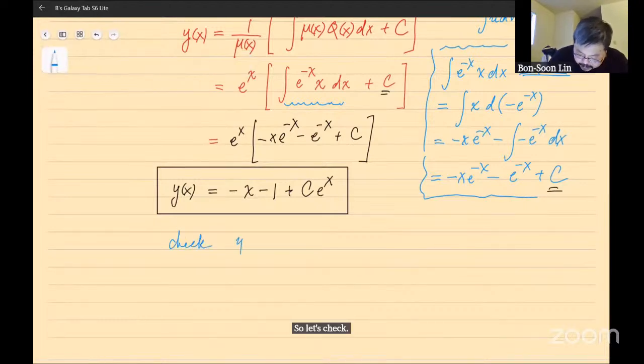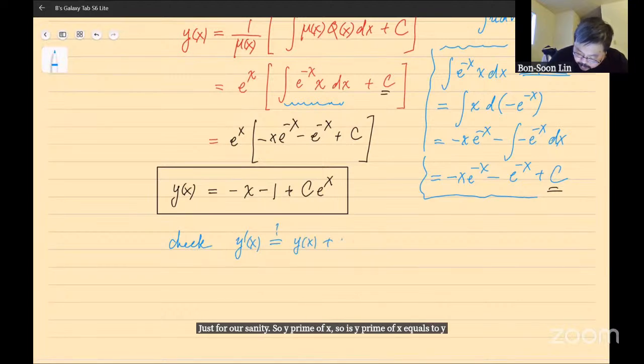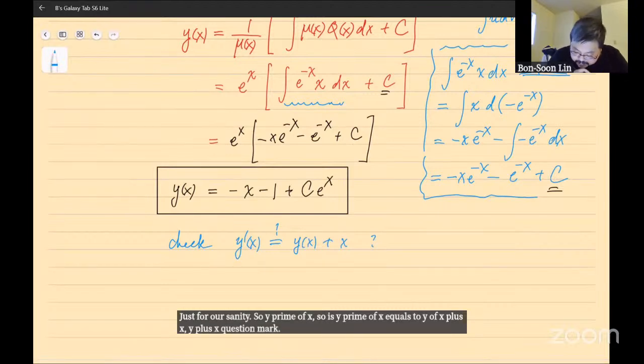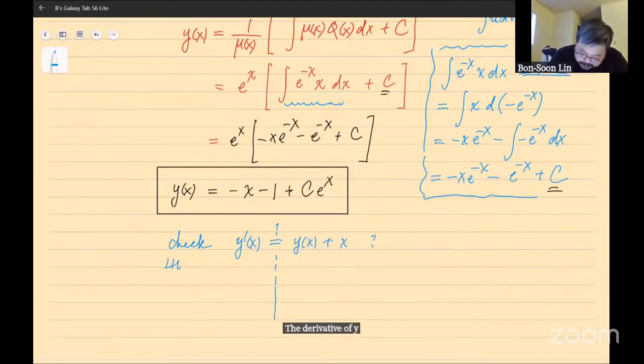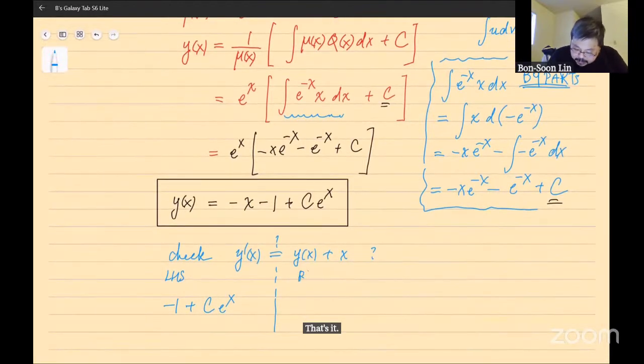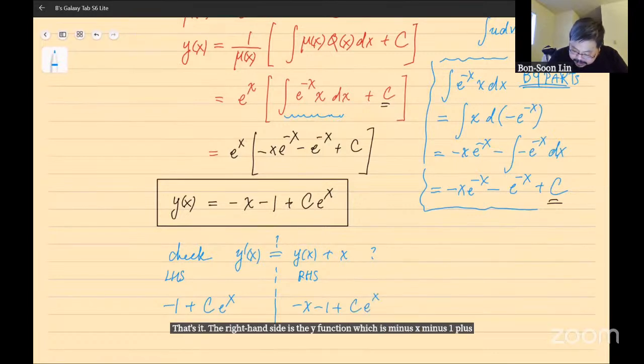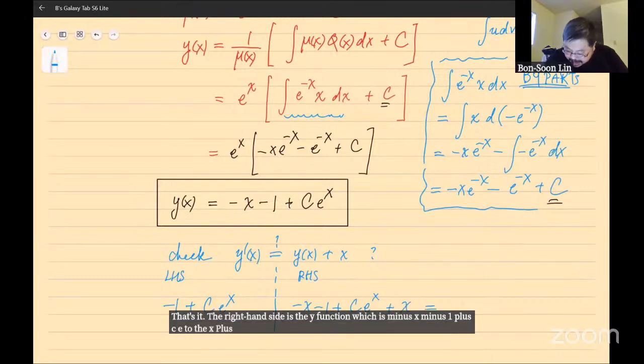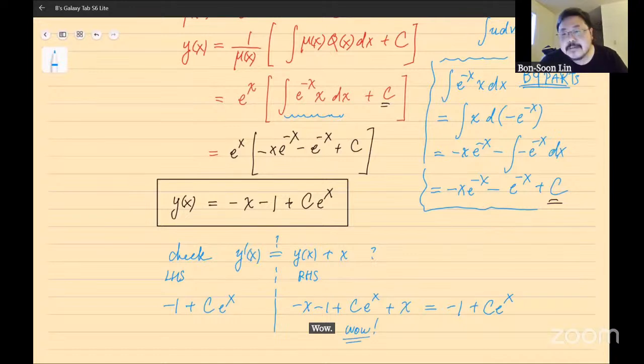Just for our sanity. Is y prime of x equal to y of x plus x? The derivative of y, the left-hand side, is just minus 1 plus c e to the x. That's it. The right-hand side is the y function, which is minus x minus 1 plus c e to the x, plus x, where the minus x and x cancel, giving us minus 1 plus c e to the x. Wow. I hope you all got a wow. Wow, it works.